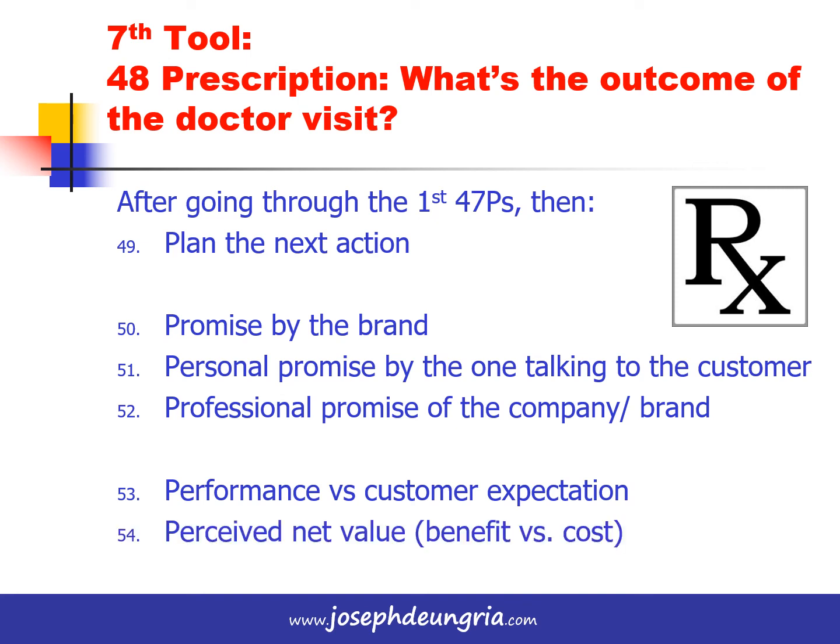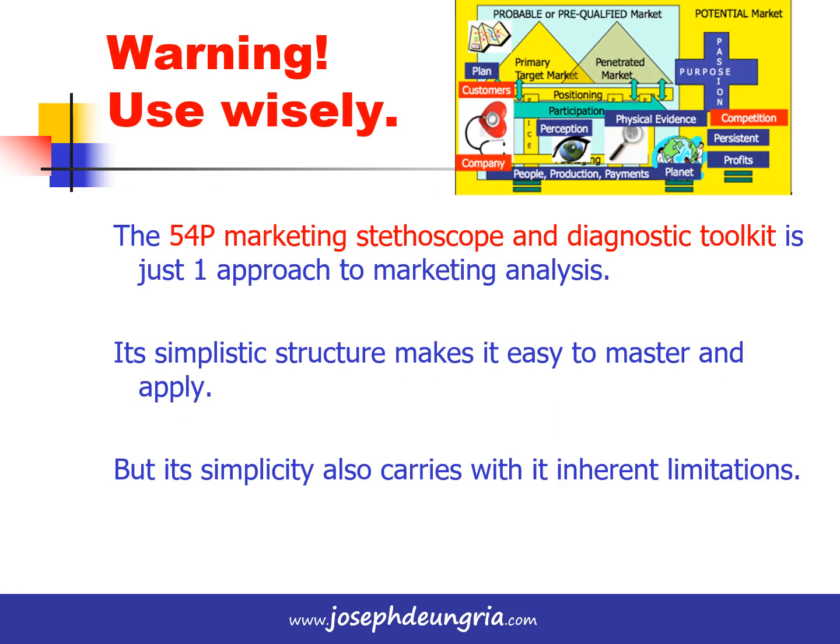And then the perceived net value of everything is the benefit versus the cost. Because it costs the customer time, money, effort, frustration, psychological requirements to avail of your product. It has to be compared versus the benefit. So again, the visual you see is just the first dimension of our 54P. It's kind of simple, but it allows you to easily remember the story and the process.